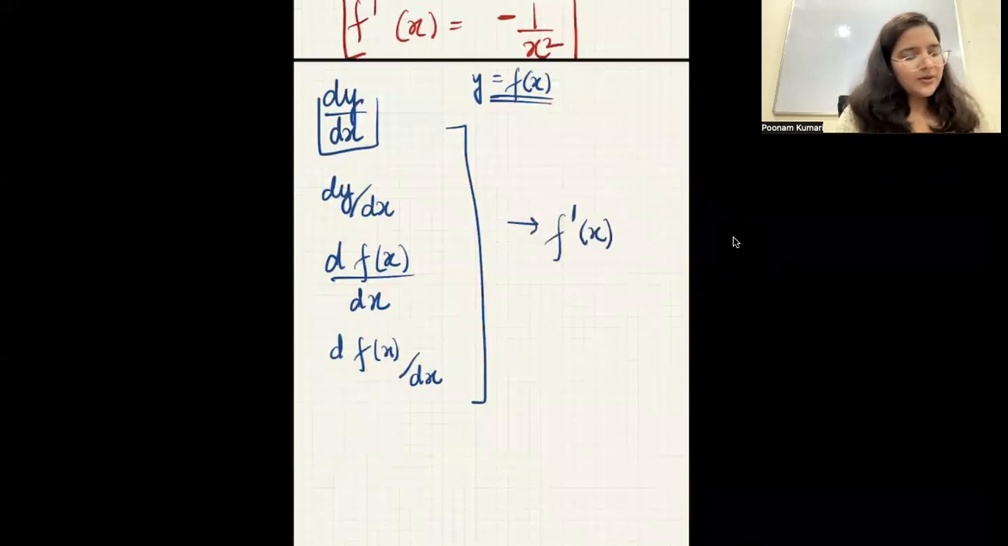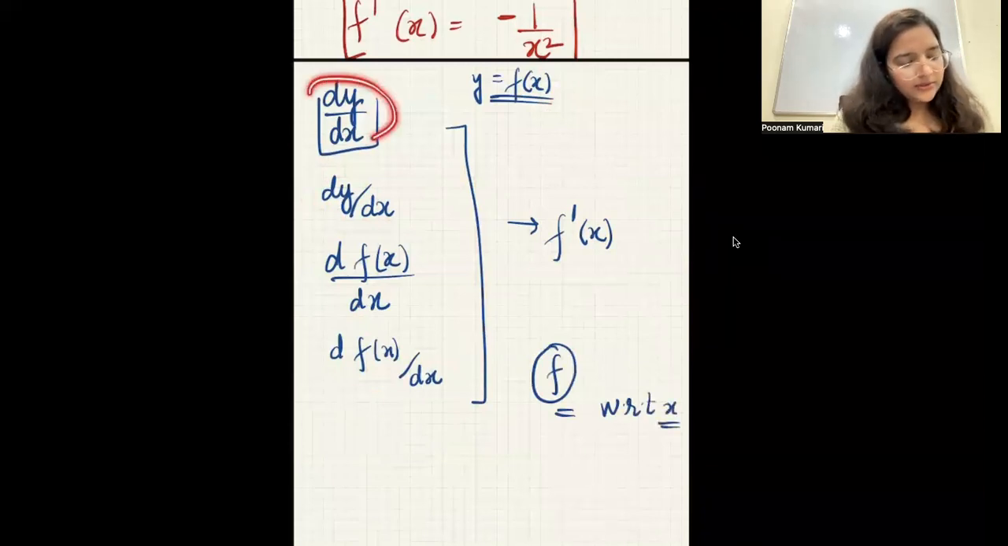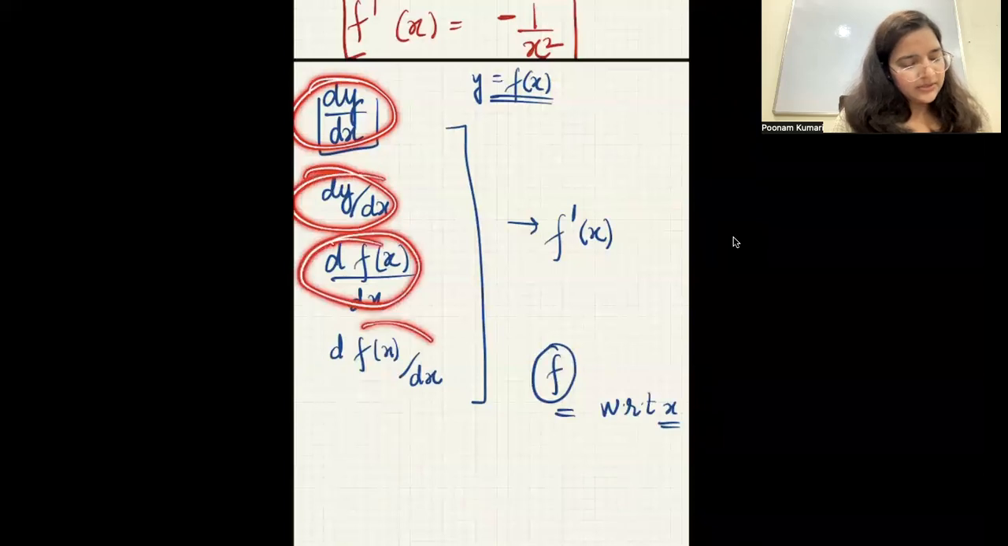So this does not mean that you're dividing dy and dx. So all of these steps are basically an instruction. ये एक instruction है, किस चीज़ के लिए? कि आपको ये जो function दिया हुआ है, इसको differentiate करना है with respect to x. That's all these different kinds of symbols are saying.